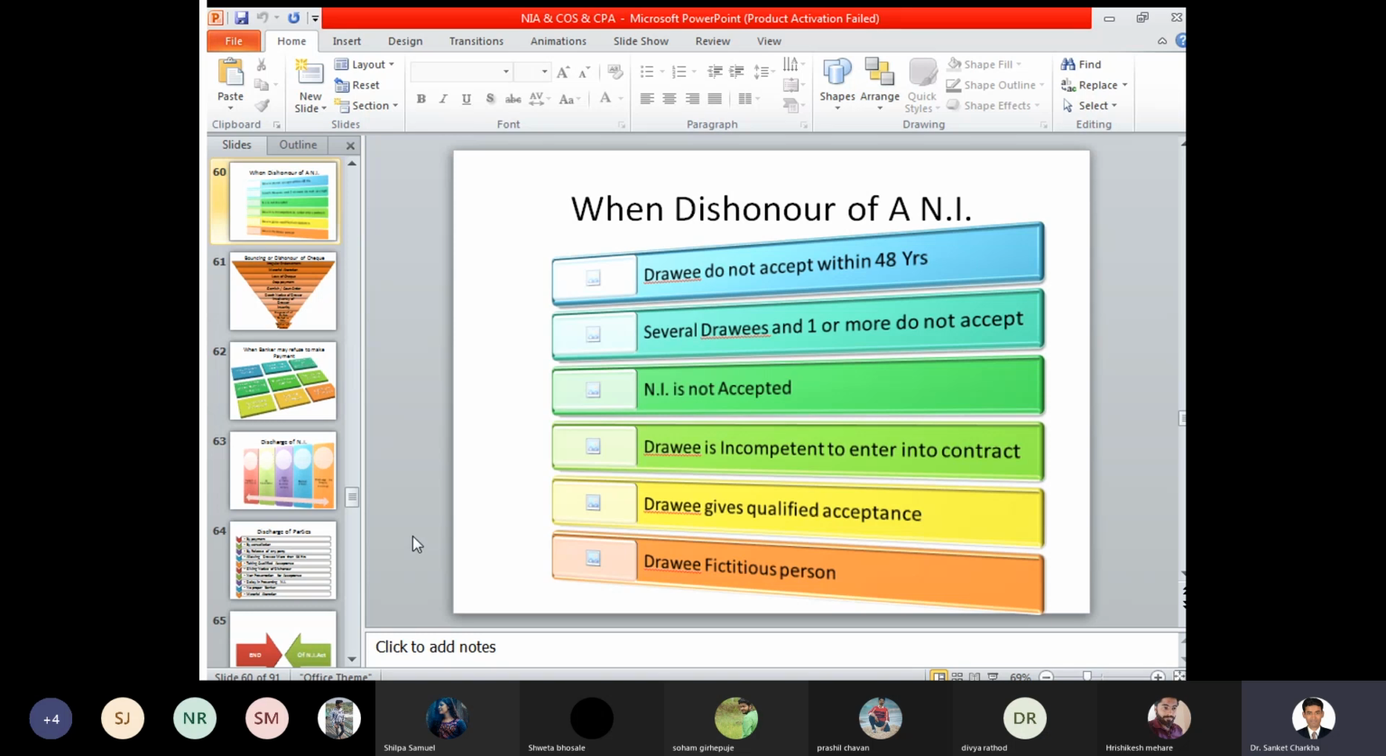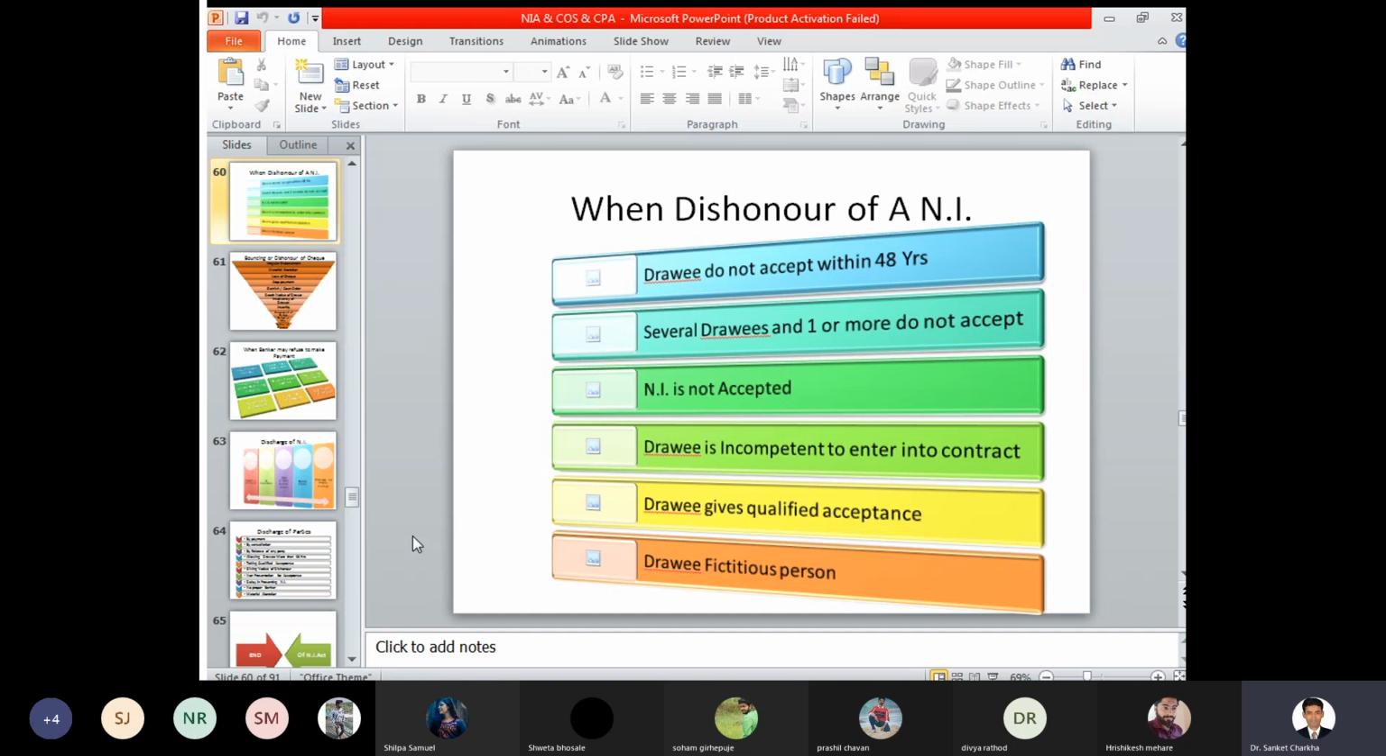Drawee is incompetent to enter into contract. In chapter number 1, we have already studied which parties are competent to enter into contract. So if any party who is not competent to enter into contract is involved, then the negotiable instrument gets dishonored. Who are those parties? A minor, that is, below the age of majority, a person of unsound mind, a person disqualified by law, and so on. These are the various parties who are incompetent to enter into contract. So if any such person becomes the drawee, then your negotiable instrument gets dishonored.